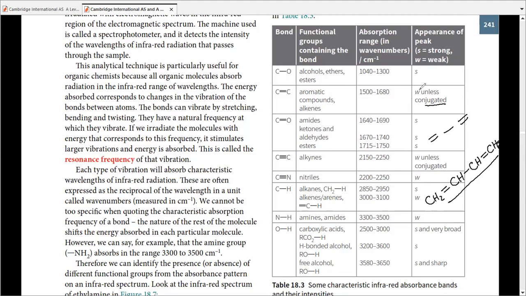So it's going to be weak. We have this range for C double bond C, but this is going to be weak in the case of simple alkenes. If they're conjugated, which usually happens in aromatic compounds, and may also happen to alkenes with di- or trienes, it would be strong, sorry, my bad, strong. So it would be weak if it's not conjugated, and it would be strong if it is conjugated.